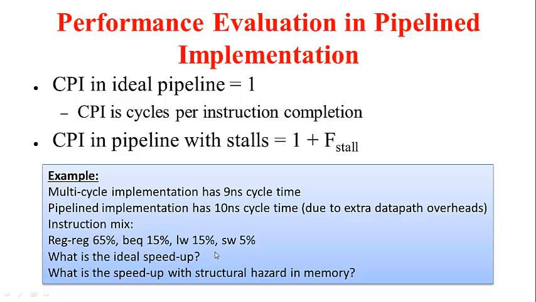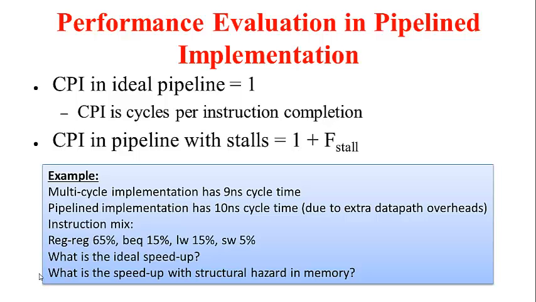What is going to be the ideal speed up, assuming a pipeline implementation which has no structural hazards, and what is going to be the speed up when we have structural hazard in memory? That is, we use the same memory unit for instruction as well as data. In that case, what is going to be the speed up?